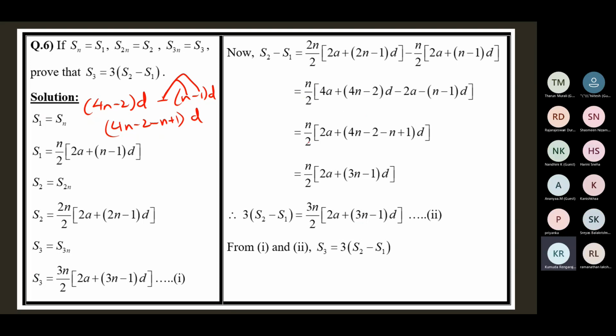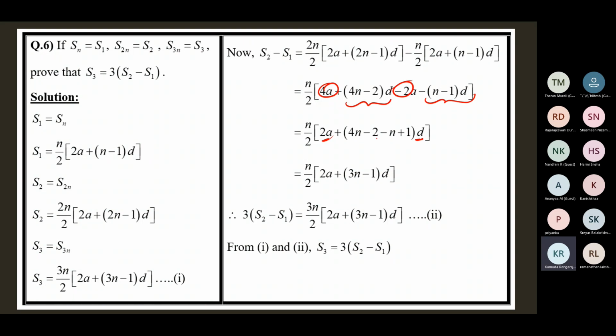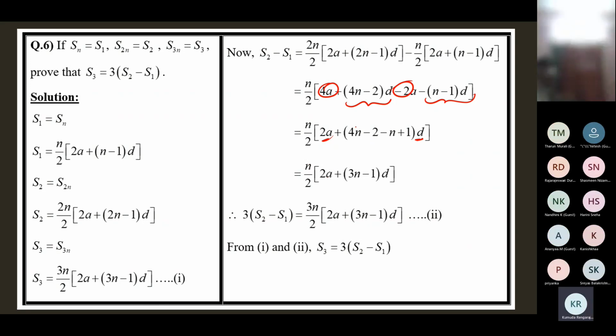Sorry. So n by 2, 4a minus 2a is 2a. And then here d is common, as I showed you here: 4n minus 2 minus n plus 1, into d. Simplifying this one and this one, this and this gives us 2a. This one and this one, d is common, and in the bracket you will get 4n minus 2 minus n plus 1. So n by 2 into 2a plus, on simplifying, 3n minus 1 into d.